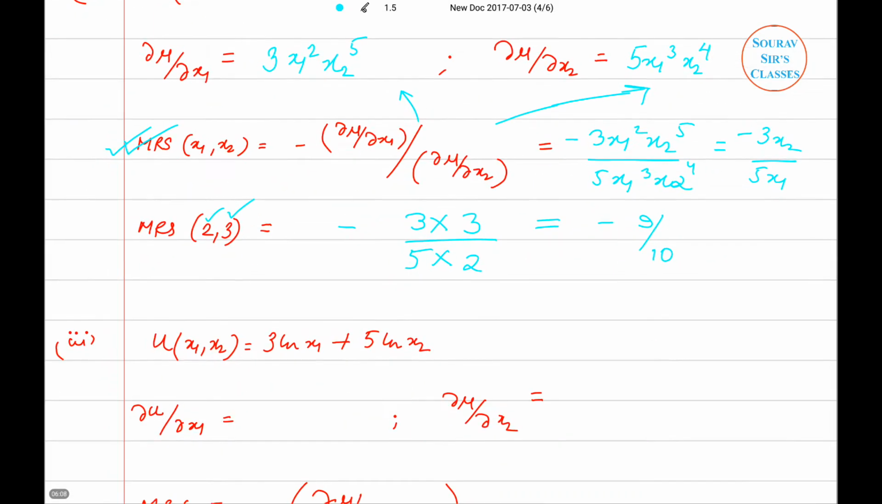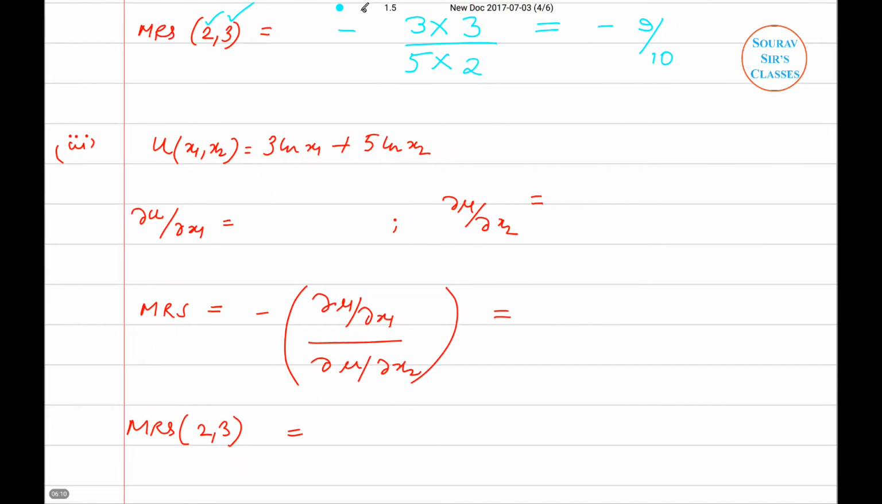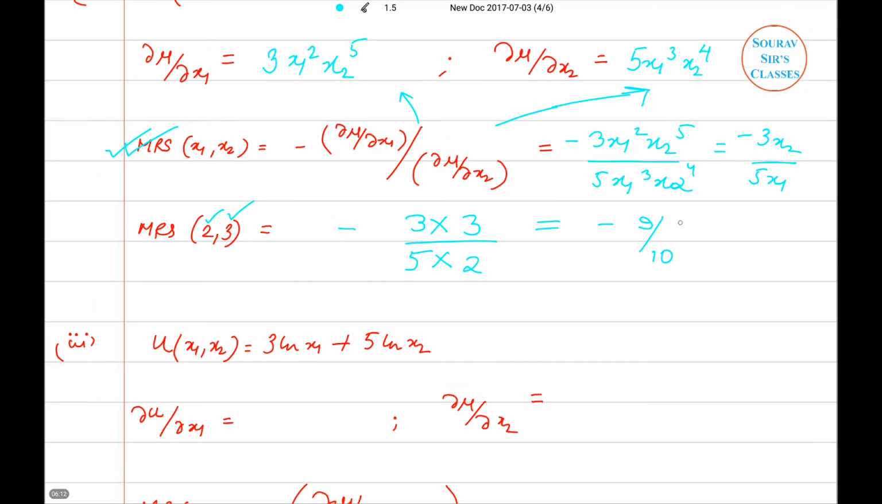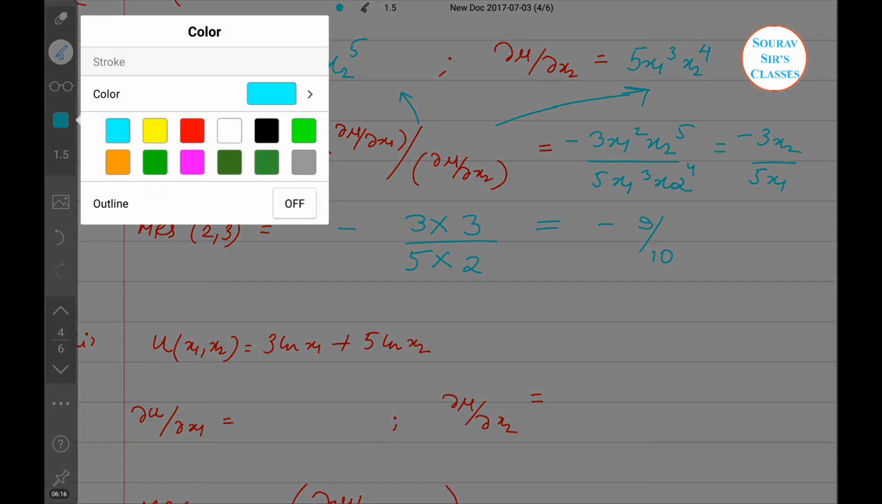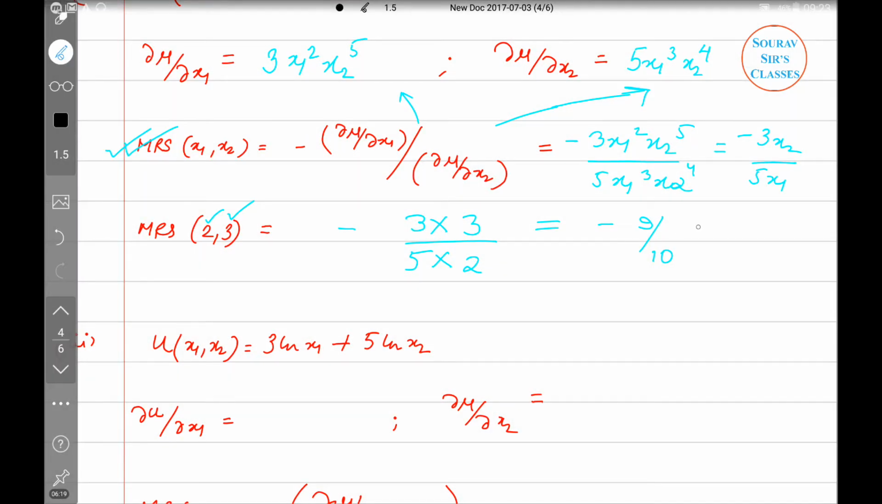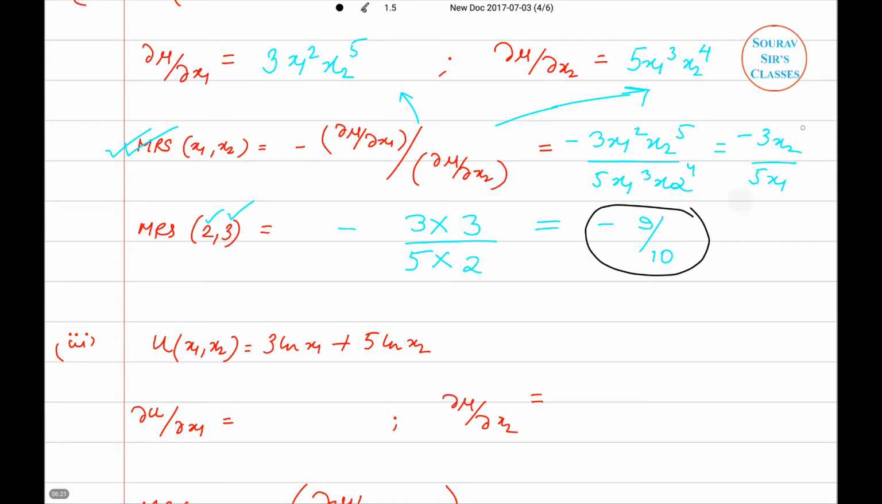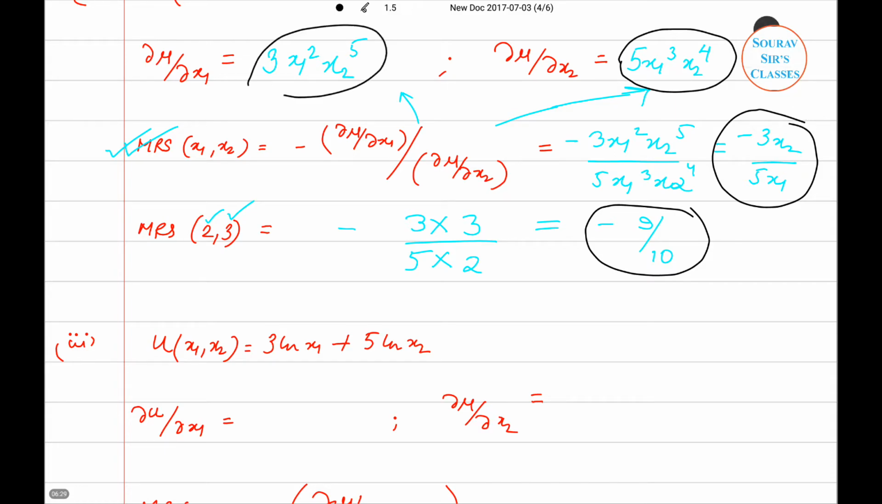Moving on to the third and the last function which we have. So finally we can say that this and this will be the answers, or will fill the second row.